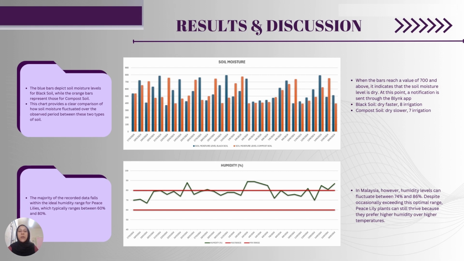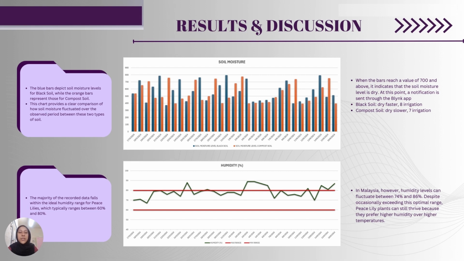So from the experiment, we know that when the bar reaches a value of 700 and above, it indicates that the soil moisture level is dry. So at this point, a notification is sent through the Blynk application. So at the range of 700, we can see that the blue bar, which is the black soil, has eight irrigations happening between the experimental period, while for the compost soil, there are seven irrigations. So we can conclude that black soil dries faster compared to compost soil.